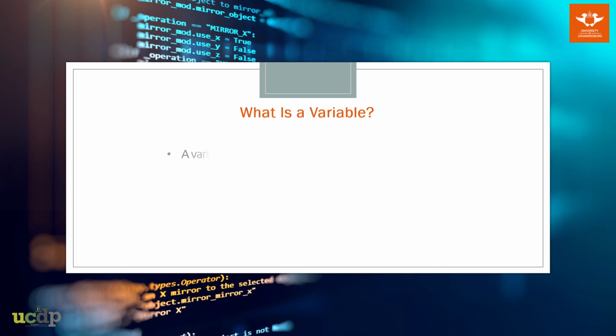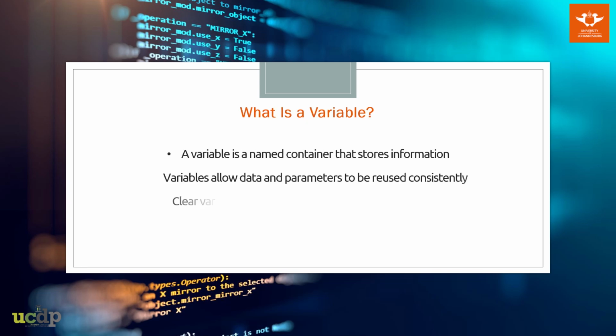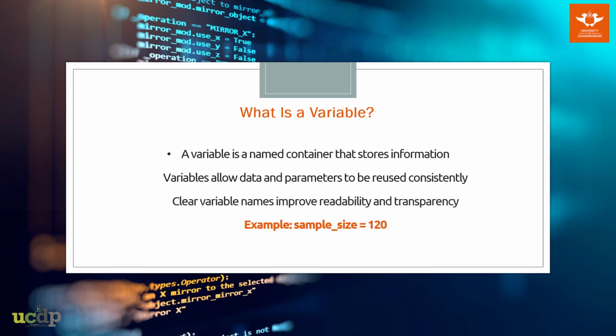One of the most important concepts in Python is the variable. A variable is simply a labeled container that stores a value, such as a measurement, a count, or a research parameter. Once a value is stored in a variable, Python can use it repeatedly and consistently throughout your analysis.